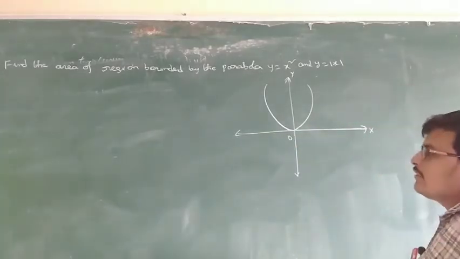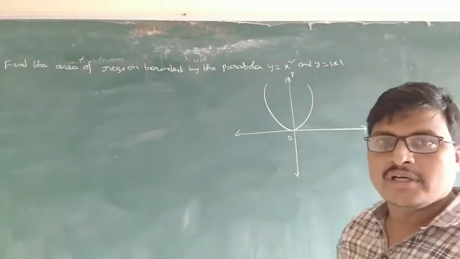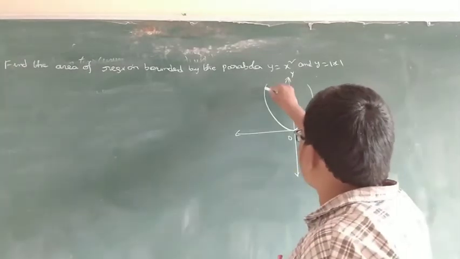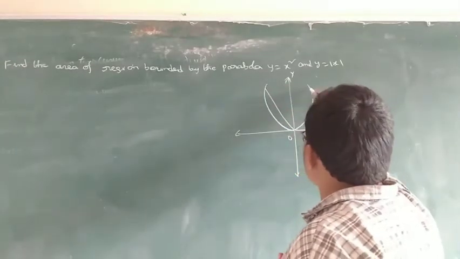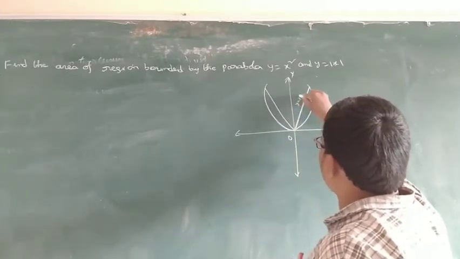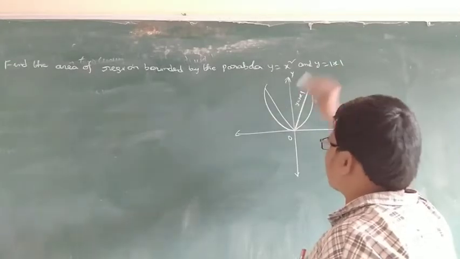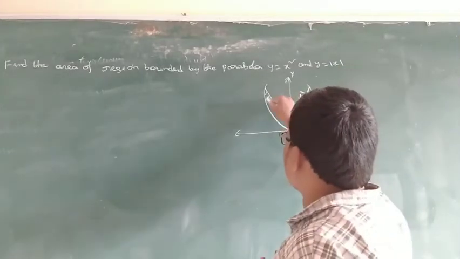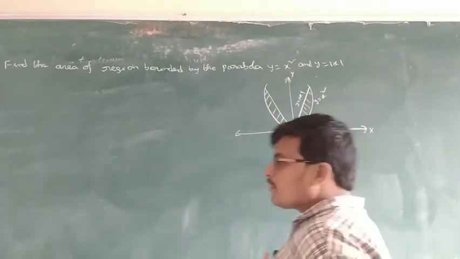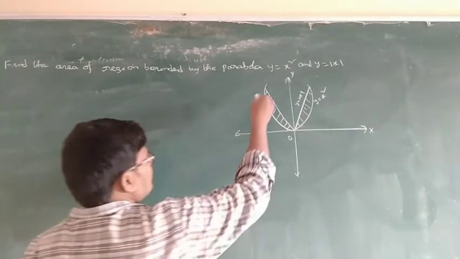Next, in first year, relations and functions graphs, polynomial function graph, signum function, modulus function graphs. What is the mod x graph? This is the shape of V. V shape, this is the y is equal to mod x graph. This is y is equal to x square. So this is the area. The diagram is okay, but what about the limits? Upper limit, lower limit, what about the limits?